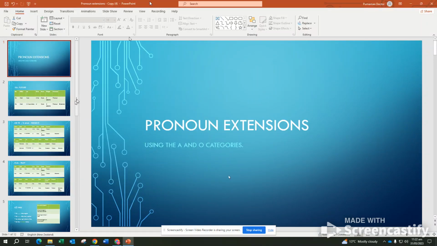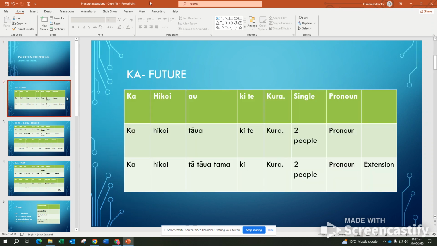So just to touch up on what we've covered over the last week, here's a slide to help you with understanding the pronoun extensions. So our first slide is on ka, which is a future indicator. Ka hikoi au ki te kura. Ka hikoi tāua ki te kura. So tāua is a pronoun. Ka hikoi tā tāua tama ki te kura. There's your pronoun extension, tā in reference to singular, tāua, me and you.